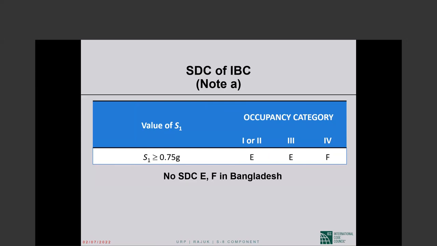So a hospital close to a fault that can generate large earthquakes will be design category F, as in Frank. Okay. So in Bangladesh, you do not have design categories E or F because you do not have large faults capable of generating earthquake ground motion of 75% or larger. Okay. So there is no design category A, there is no design category E or F. So your design categories are B, C, and D, just so that you know.